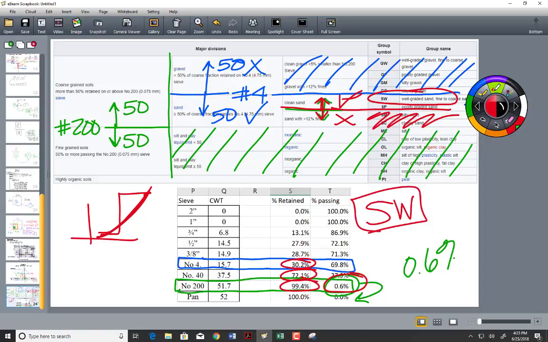So this material that you deal with would be an SW, which stands for a well-graded sand. If it was more of one type, it would be an SP, a poorly graded sand. So, any questions on that?